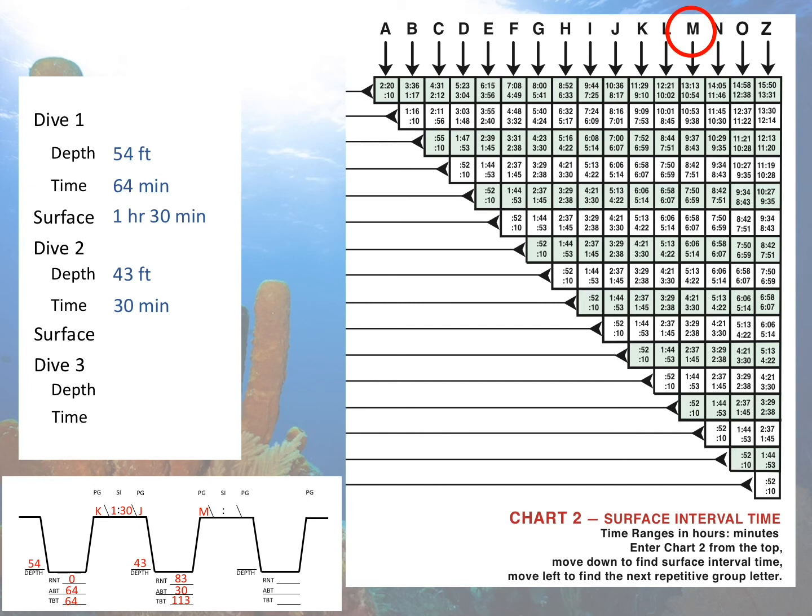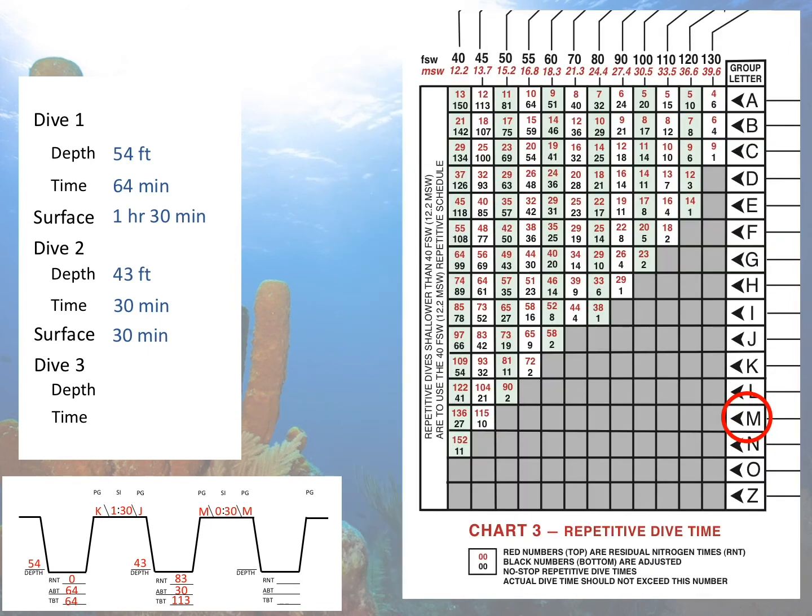Luckily, we'll use the exact same procedure we did for the second dive, so you already know how to do this. All we have to do is choose our second surface interval to proceed. In this case, we'll have a short surface interval of 30 minutes. With this decision made, we use this information to find our new table group on chart 3.